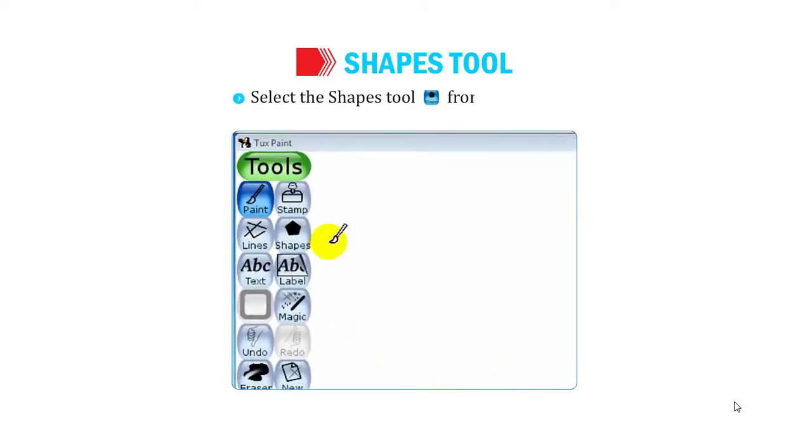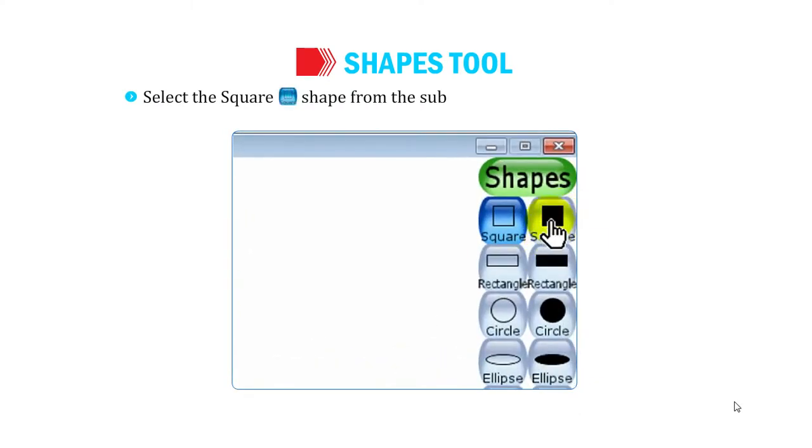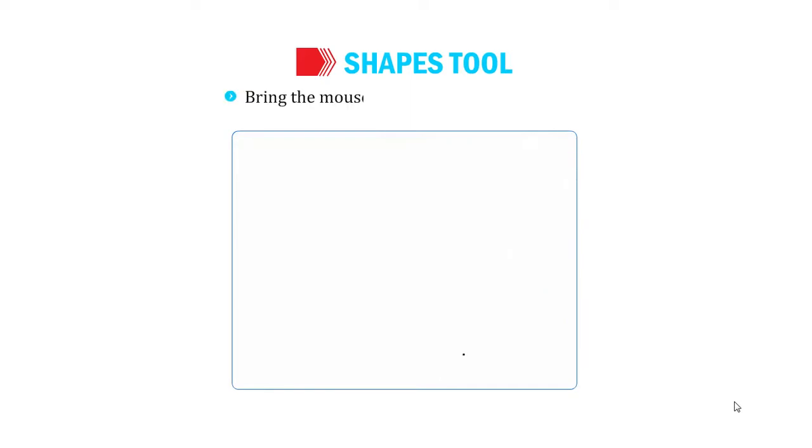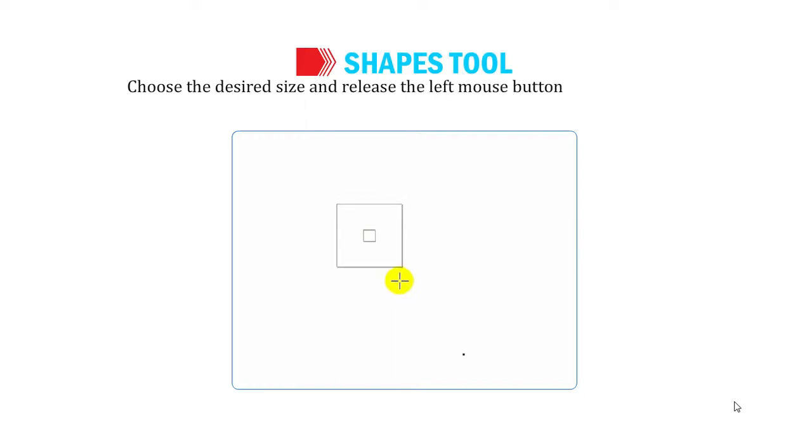Select the Shapes tool from the toolbox. Select the square shape from the sub-toolbox on the right-hand side. You can either choose a blank square or a filled square. Bring the mouse pointer to the drawing area. Select a point on the drawing area that will act as the center of the square. Now click and drag the mouse. Choose the desired size and release the left mouse button when you have completed the square.